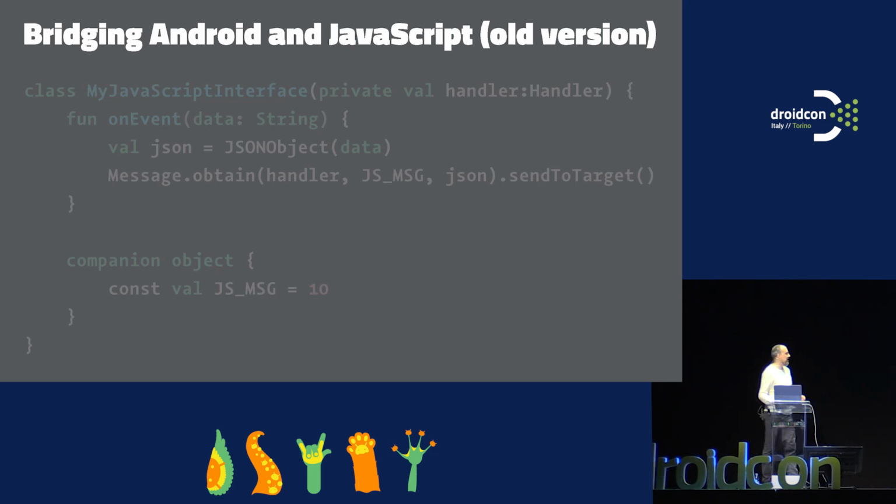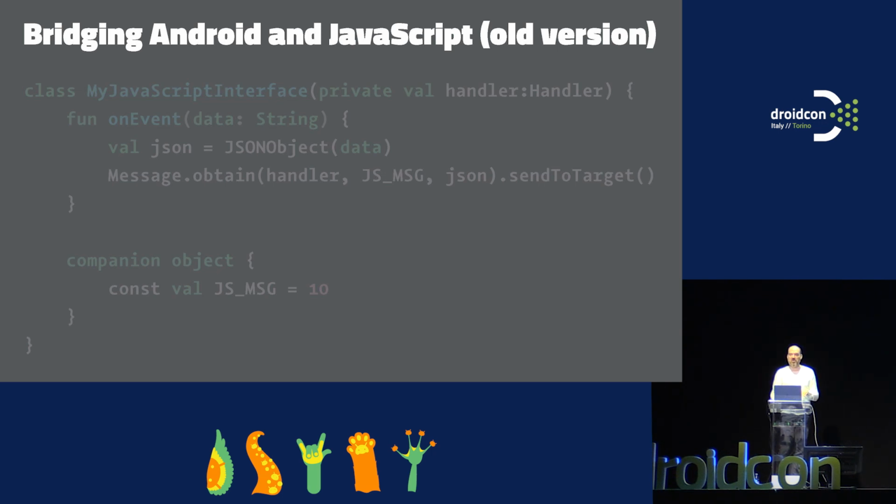So we start by creating a class. We just call it MyJavaScriptInterface. We pass it a handler. We don't have to pass it a handler, but you should do that. Then we have one function here called onEvent. It takes a string. We assume that this string is JSON, so we deserialize it to a JSON object. Then I create a message that I pass into my handler, and I post it away so that I can handle this on another thread.